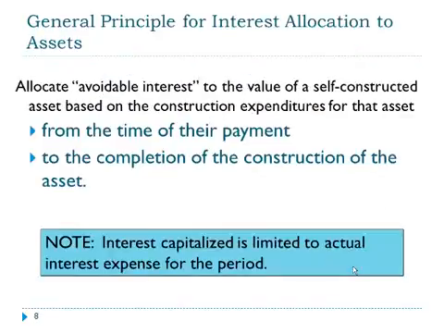The general principle for interest allocation to assets is the following. A company allocates avoidable interest to the value of a self-constructed asset based on the construction expenditures for that asset. The expenditures are counted from the time of their payment through to the completion of the construction of the asset. Note that interest capitalization is limited to actual interest expense for the period.